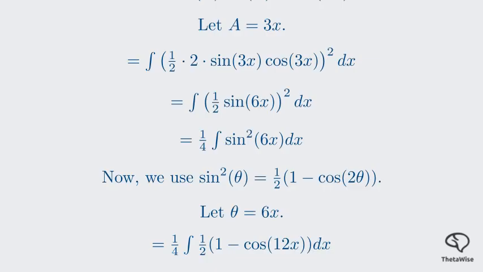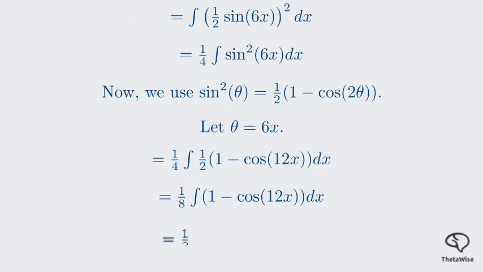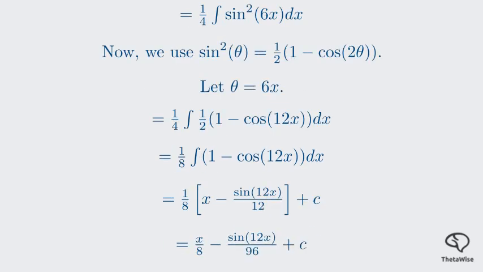Now we have an integral we know how to solve using our first objective. We use the identity sine squared theta equals 1/2 times 1 minus cosine 2 theta. Pulling the 1/2 out and multiplying by 1/4, we get 1/8 times the integral of 1 minus cosine 12x. This is a simple integral. The integral of 1 is x, and the integral of negative cosine 12x is negative sine 12x over 12. Distributing the 1/8, our final answer is x over 8 minus sine 12x over 96 plus c, verified using Memo.